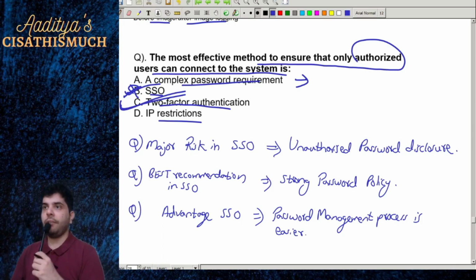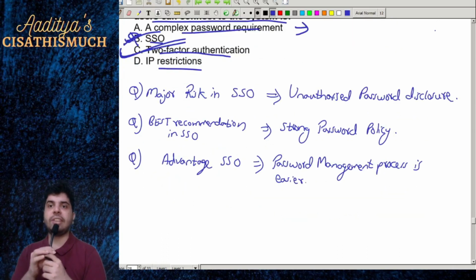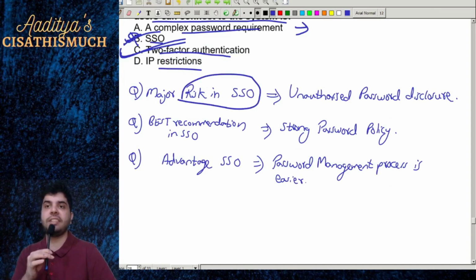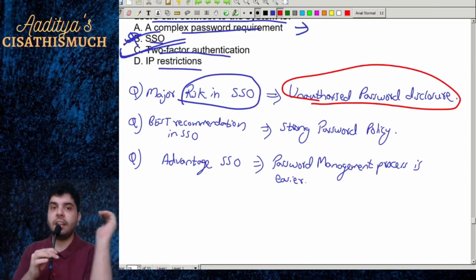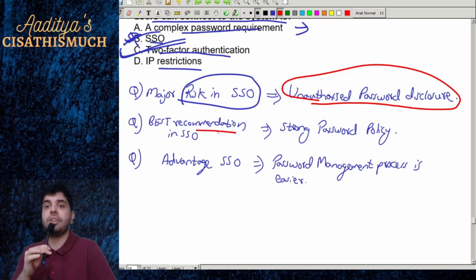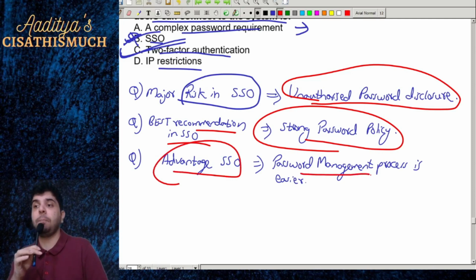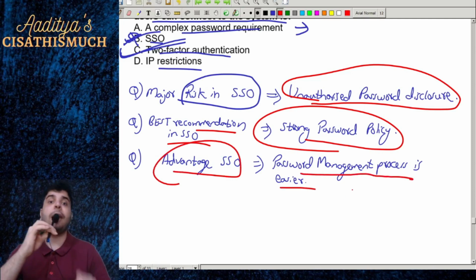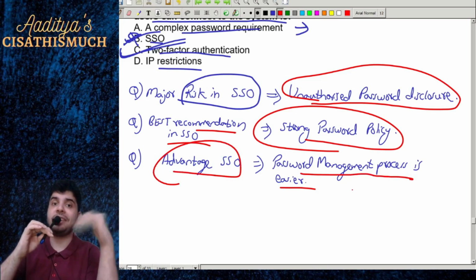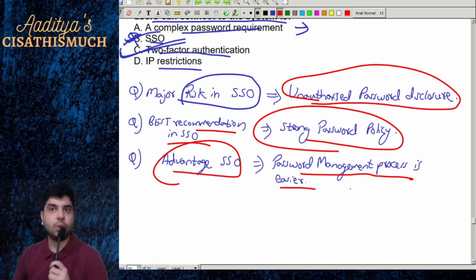They also have a few questions, for example, the major risk in case of SSO. The major risk in case of single sign-on is unauthorized password disclosure. Best recommendation in case of SSO, again, a strong password policy. Advantage of SSO: the password management process is easier as compared to multiple passwords. We have discussed that password management is quite easy in case of SSO.